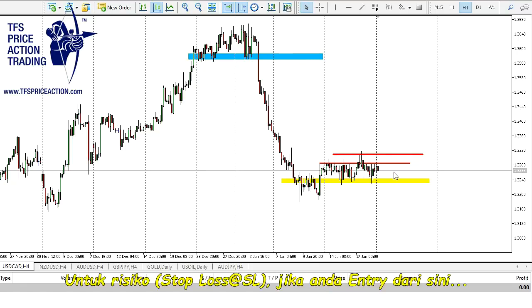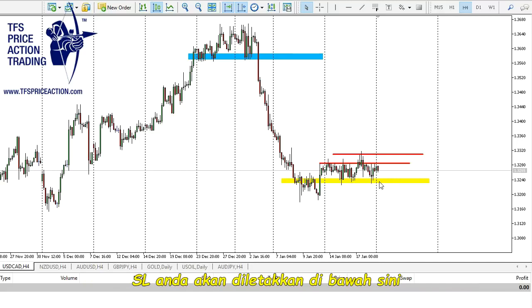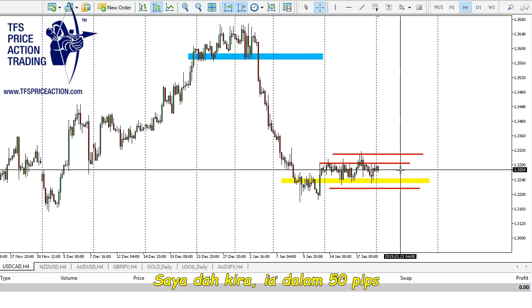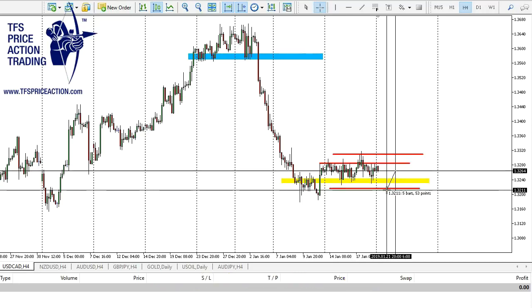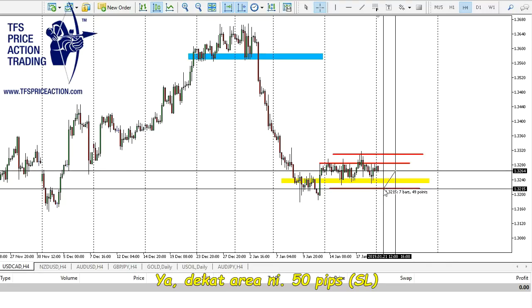As for your risk, if you are entering the trade from here, then your risk will be a bit lower here. I'm just going to put one line there. You can put your stop loss around here. I've already calculated it's around 50 pips. Yeah, it's around there, 50 pips.